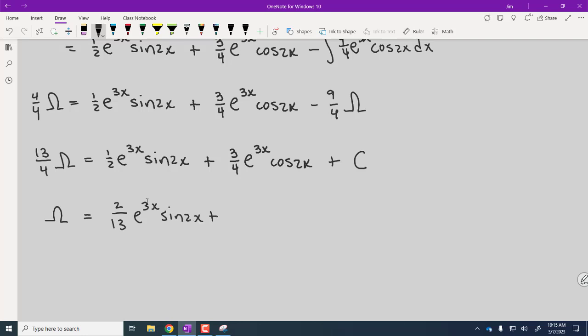And then 4/13, the 4 is in the numerator. The 4 will cancel with the 4 in the denominator, so we have 3/13 e to the 3x cosine 2x, and a constant times c is just a constant. So that is the indefinite integral of what we started with, a whole family of antiderivatives.